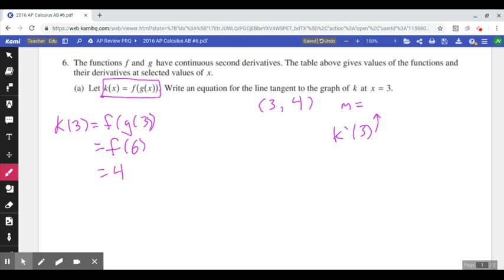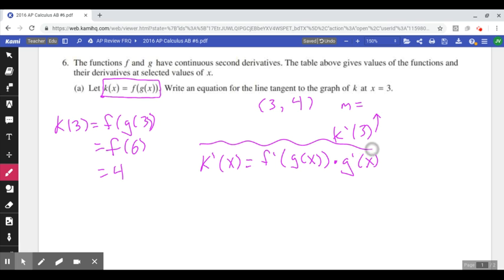For the slope, we do need to figure out the derivative of k first, and then we'll evaluate that derivative at 3. We need to use the chain rule here because we have a composition of functions. So the chain rule says take the derivative of the outer function, leave the inner function the same, multiply by the derivative of the inner function. Then we'll take that derivative and evaluate it when x is equal to 3. So we'll have g of 3 here on the inside times g prime of 3.